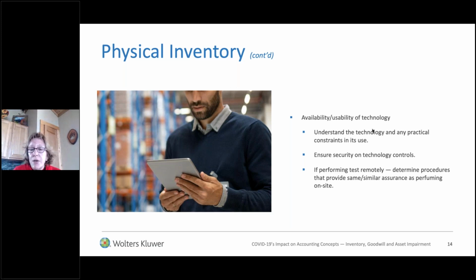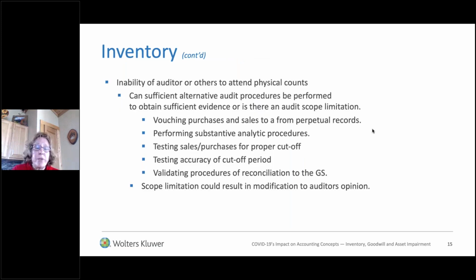If you're performing testing remotely, you're going to need to determine whether procedures that provide either similar or the same assurance on inventory can be provided using that technology. Now, inability of an auditor or others to attend the physical counts is one of the constraints that we have because of COVID. In those cases, whether you're an auditor or the company, you're going to have to ask, can sufficient alternative audit procedures be performed to obtain sufficient evidence, or are you going to have an audit scope limitation?